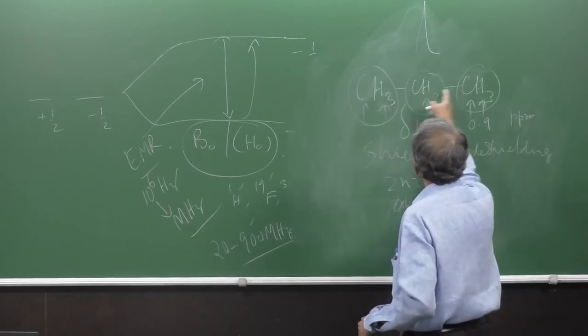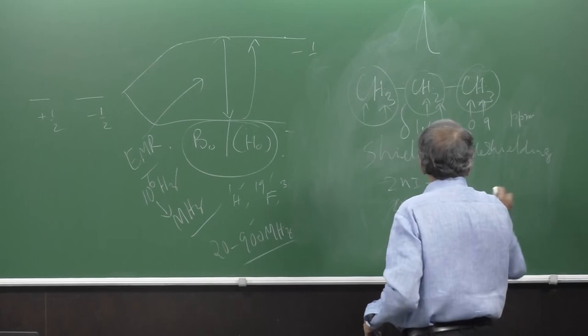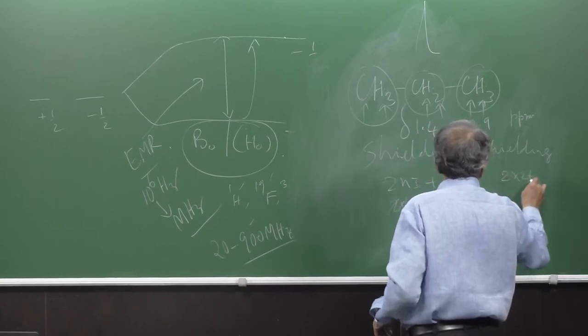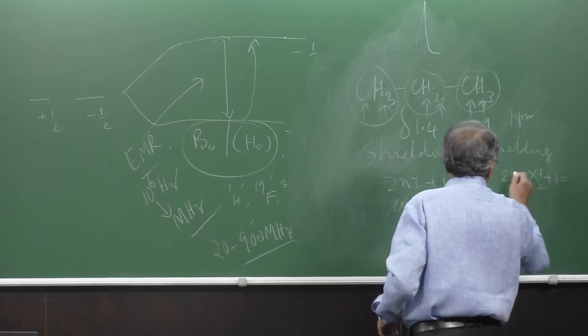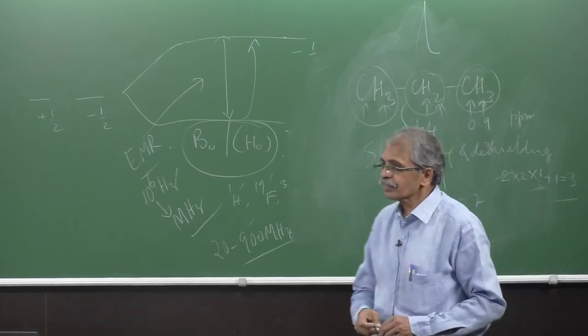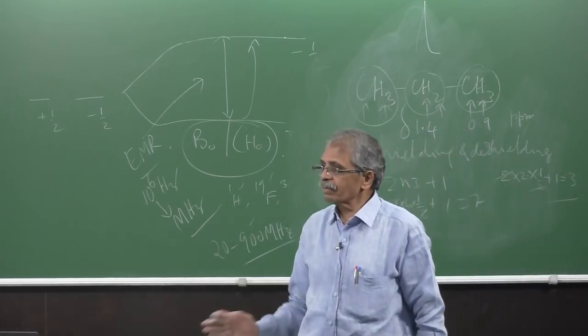On the other hand, for this one, only this one is near and the other is too far away. So this will be 2 into 2 into half plus 1, which is 3 lines. So you will see the 3 lines. I'm not going to explain every case like that.